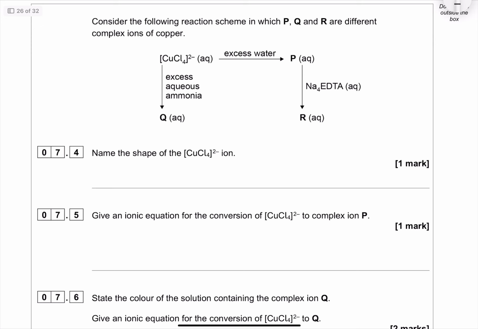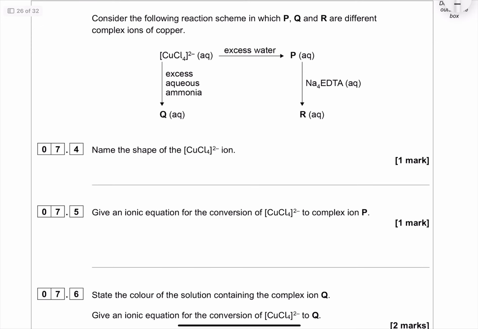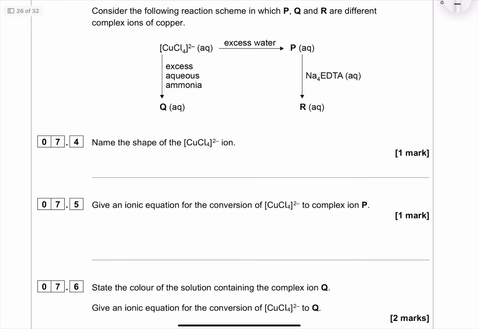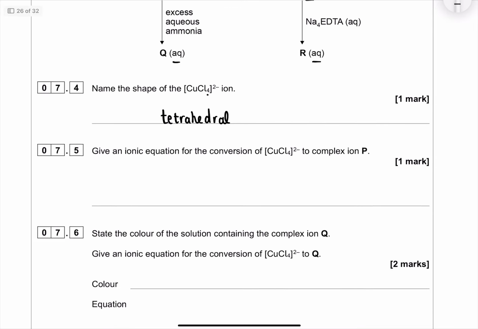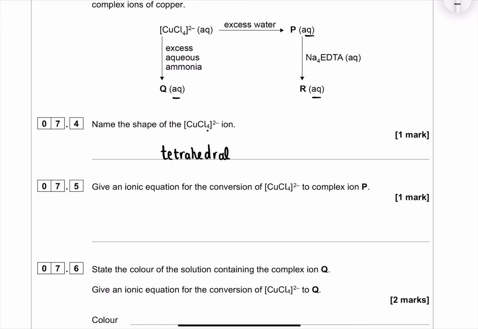Consider the following scheme in which P, Q and R are different complexes of copper. Now notice that they're all aq, which in transition metal complexes means that they're all charged species. Name the shape of the one where we've got 4. So when we've got 4, we're either tetrahedral or square planar, but with chloride ions on copper, we're tetrahedral. So we want to go from CuCl4 2- to P.